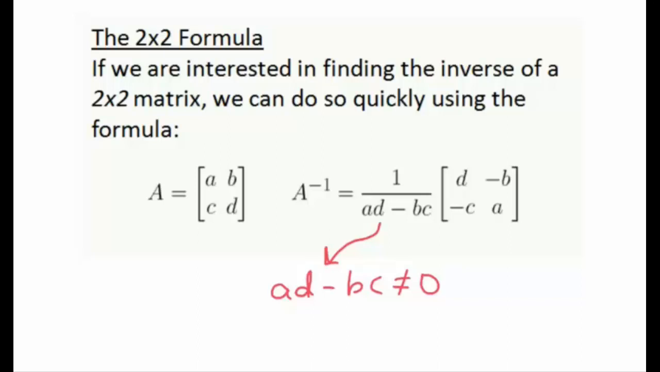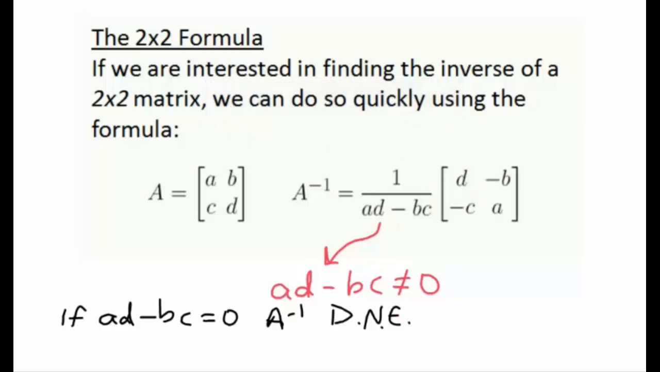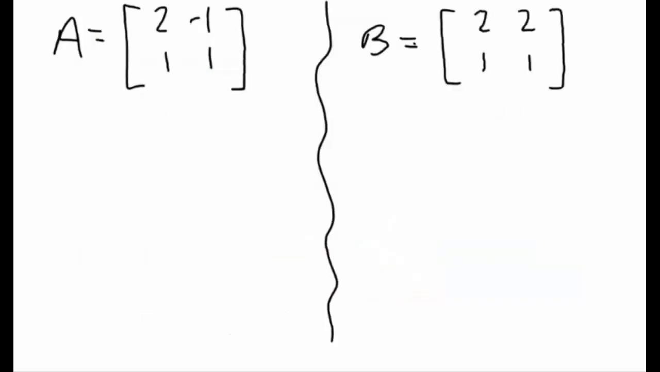If that's true, then what you do is take the values of A and D and switch them, take the values of B and C and change the sign, and then multiply by the fraction 1 over AD minus BC. If you do end up getting the value AD minus BC equal to 0, then you can automatically conclude that A inverse does not exist. So let's go ahead and do some calculations using this shortcut formula for these two 2x2 matrices.